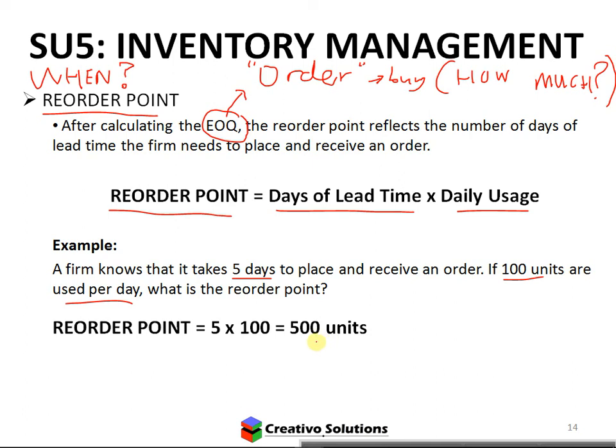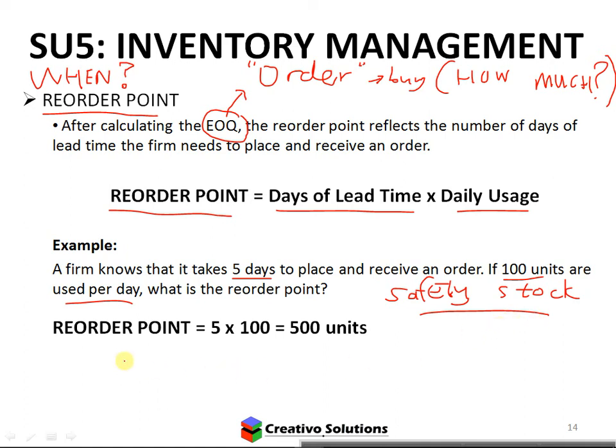But again, you're assuming that your supplier is going to deliver in 5 days. What happens if there's safety stock, or if you want to keep safety stock? What would that do to reorder points? What would safety stock do to your reorder point?